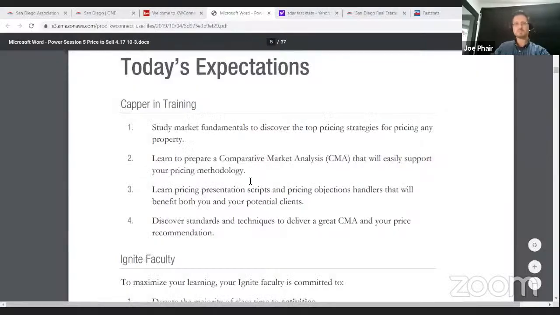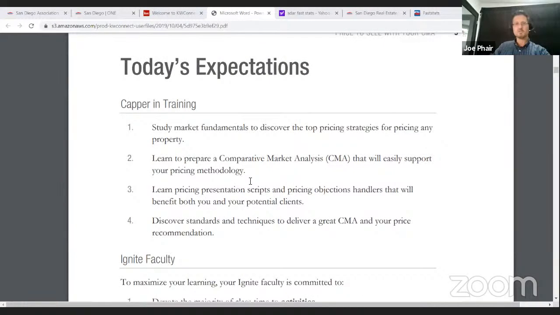So here's just kind of an outline. Number one on here, we're going to look at market fundamentals, discover the top pricing strategies for pricing any property. Generally speaking, the first thing you need to learn is where to go to get the general market stats. Just being around in the business, you're going to hear from other agents what's going on. So if somebody could answer this, what are you guys hearing about the market right now?